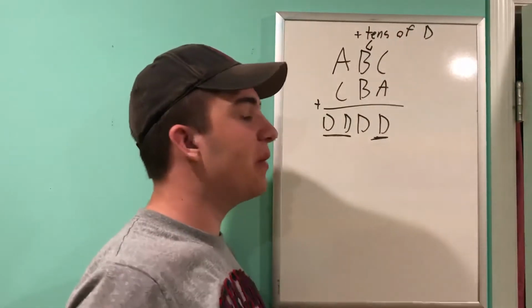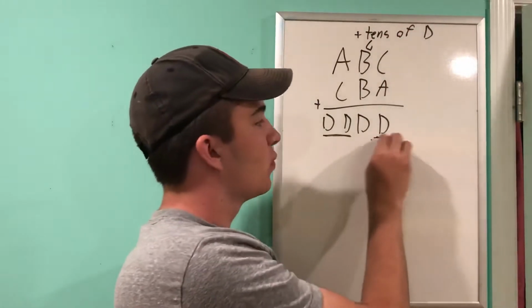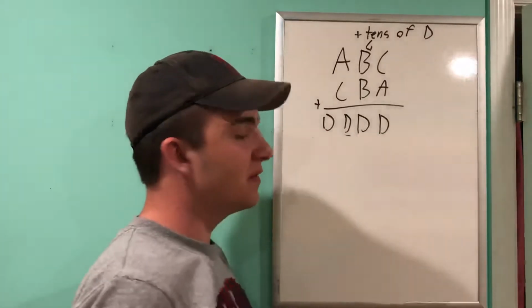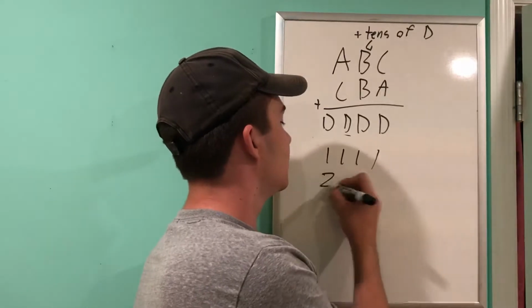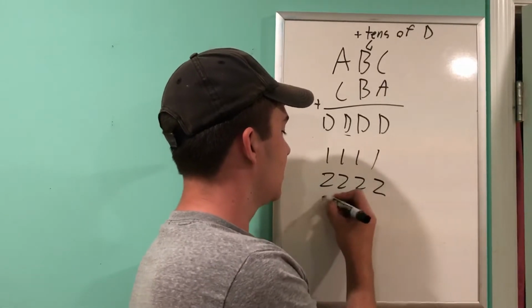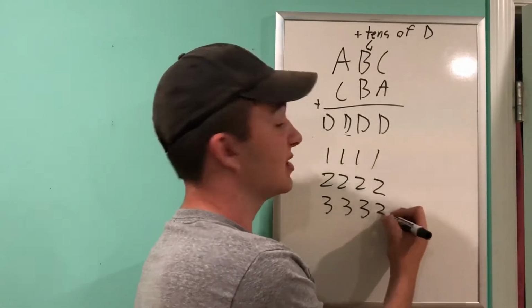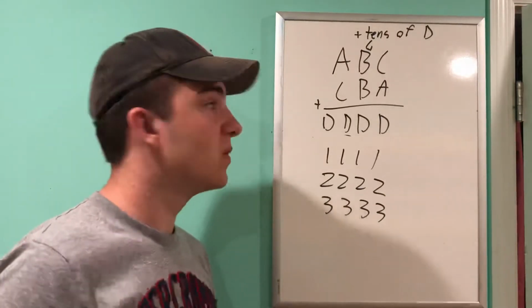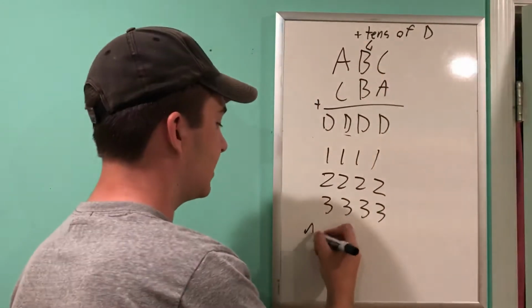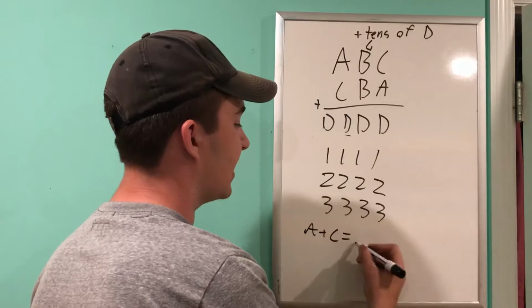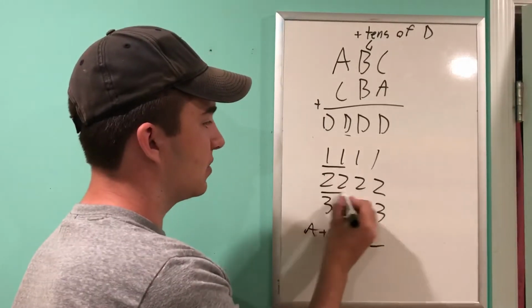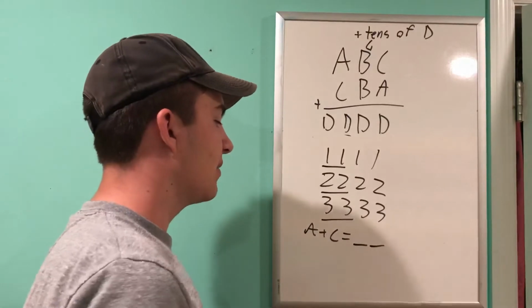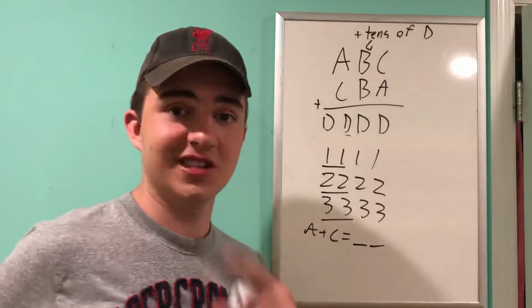So now we need to find DDDD. Well, let's think. If all of these numbers D are the same, what can it be? It could be 1, 1, 1, 1, 2, 2, 2, 2, 3, 3, 3, 3, and so on. But what we know is A plus C is equal to a 2-digit number. So 11, 22, 33.